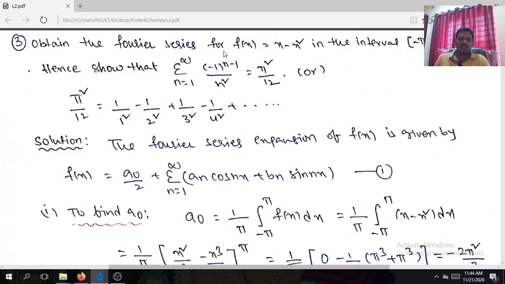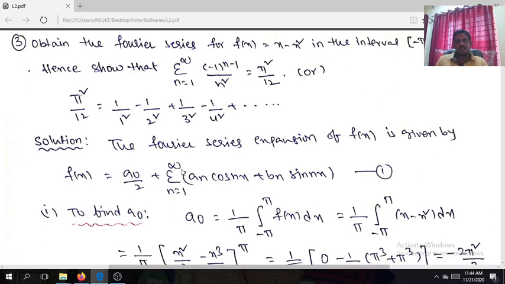Now, coming to the solution. The given function f of x is equal to x minus x square, which is defined in minus pi comma pi. In the previous two problems, the interval we took was 0 comma 2 pi. Here it is minus pi comma pi. Whether 0 comma 2 pi, or minus pi to 0 and 0 to pi, we take the same formulas for finding the Fourier coefficients a naught, a n and b n. Now, the Fourier expansion of f of x is given by f of x is equal to a naught plus summation n is equal to 1 to infinity of a n cos n x plus b n sin n x. This is the Fourier expansion of any function f of x. This is equation number 1.